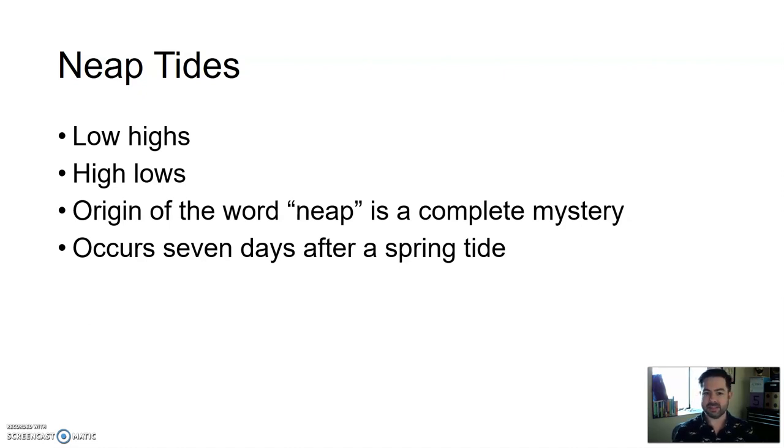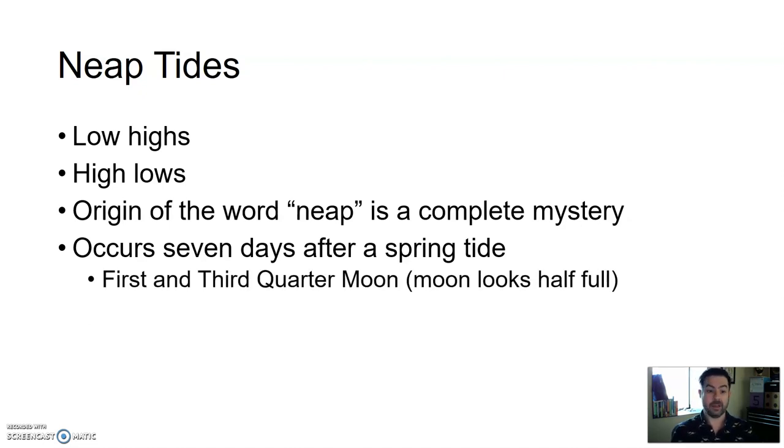They occur 7 days after a spring tide. So therefore, if a new moon and a full moon are when spring tides occur, 7 days adjusted from that are first and third quarter moons. It's when the moon looks half full. There's no such thing as a half moon because the moon is always half lit. It's just depending on what part we see.